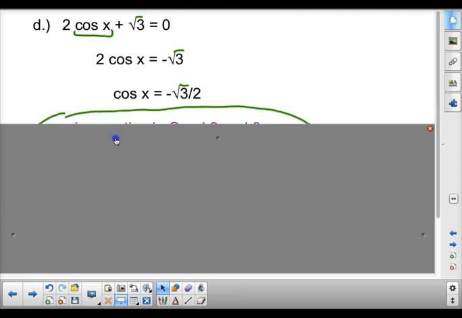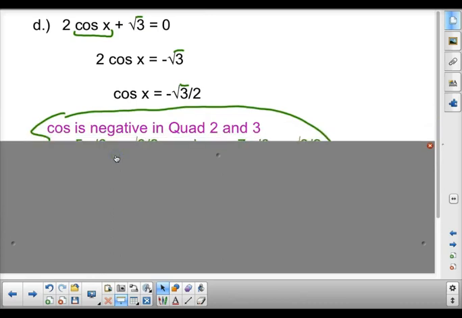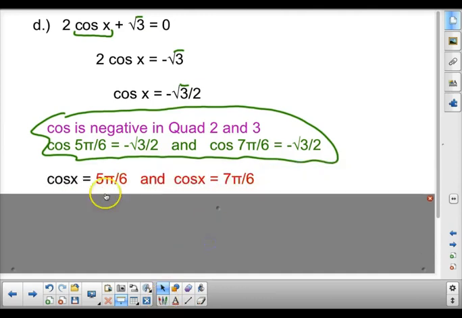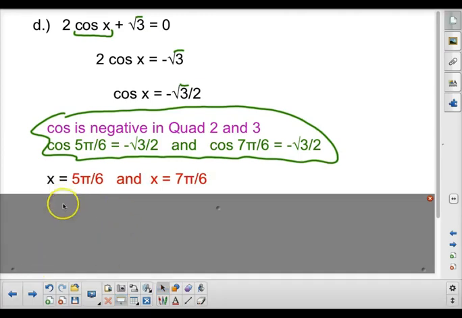So I'll go back to my unit circle values, and I know that cosine is negative in quadrants 2 and 3. And I have the cosine of 5 pi over 6 is negative square root of 3 over 2. The cosine of 7 pi over 6 is negative square root of 3 over 2. Therefore, my solutions are, oh, I'm sorry, this should just be x. So my solutions are x is equal to 5 pi over 6 and x is equal to 7 pi over 6.